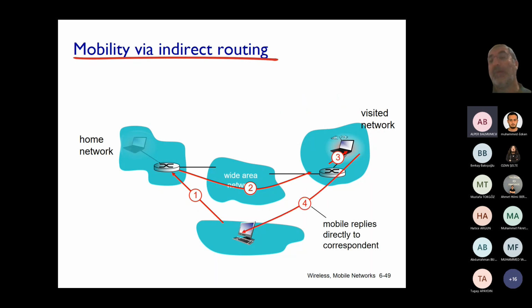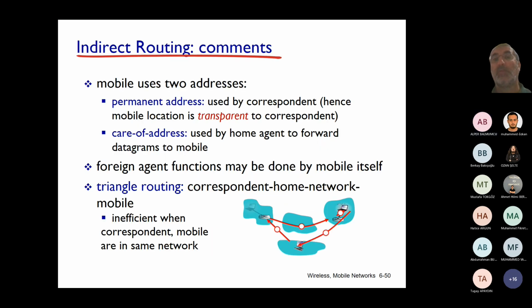And then mobile is going to reply directly from itself to his friend, which is the correspondent. So this is called indirect routing. So let's talk a little bit about the indirect routing. What are the advantages and disadvantages?